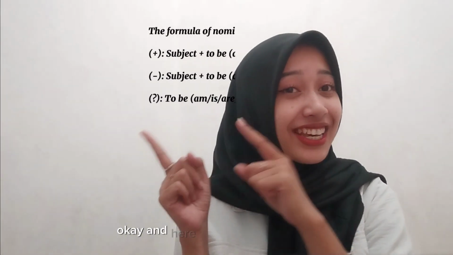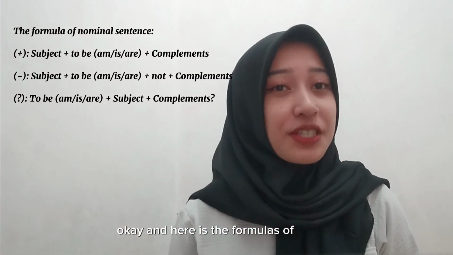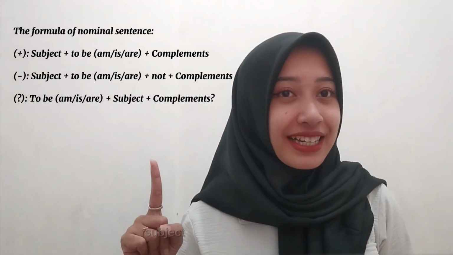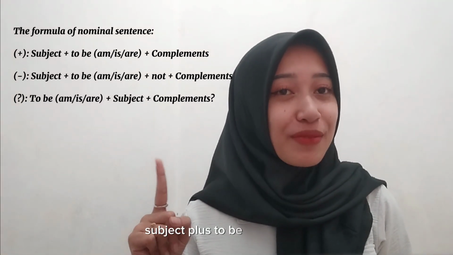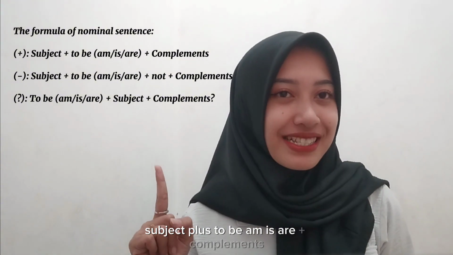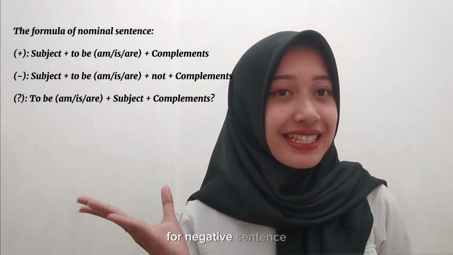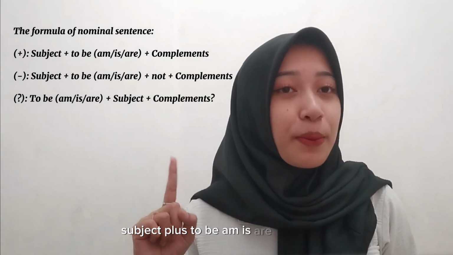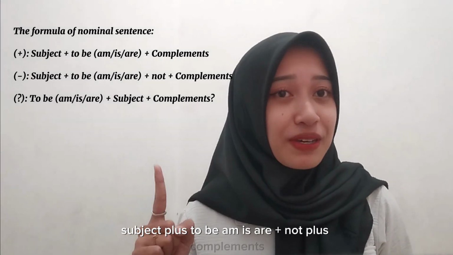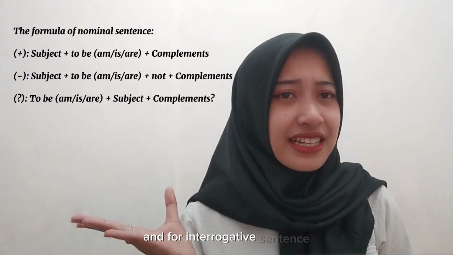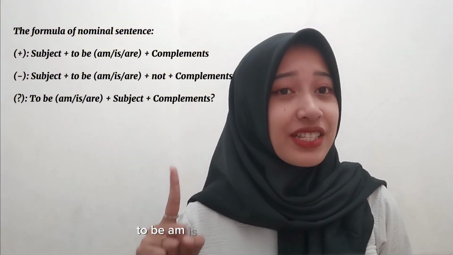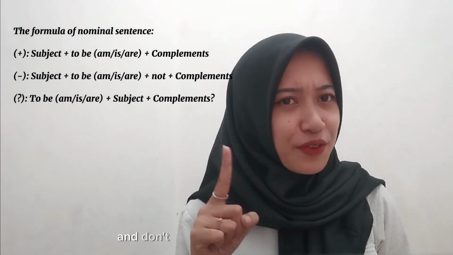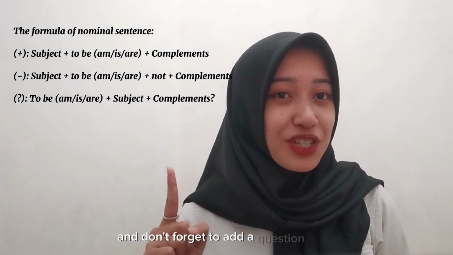Okay, and here are the formulas of simple present tense. For positive sentence, subject plus to be, am, is, are, plus complements. For negative sentence, subject plus to be, am, is, are, plus not, plus complements. And for interrogative sentence, to be, am, is, are, plus subject, plus complements. And don't forget to add a question mark.